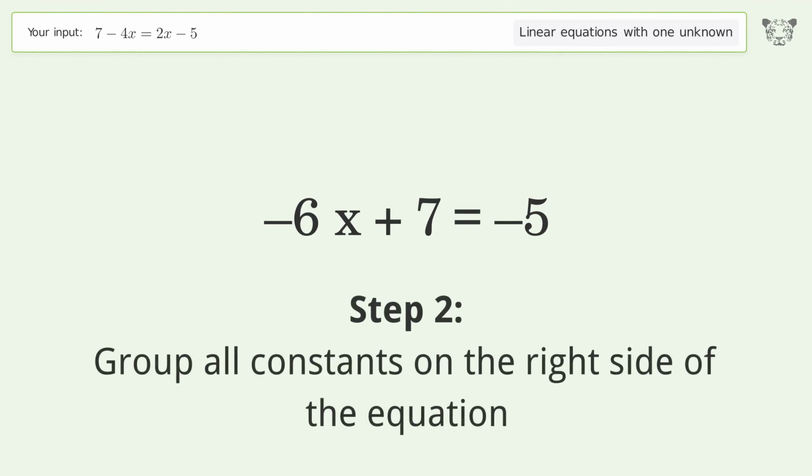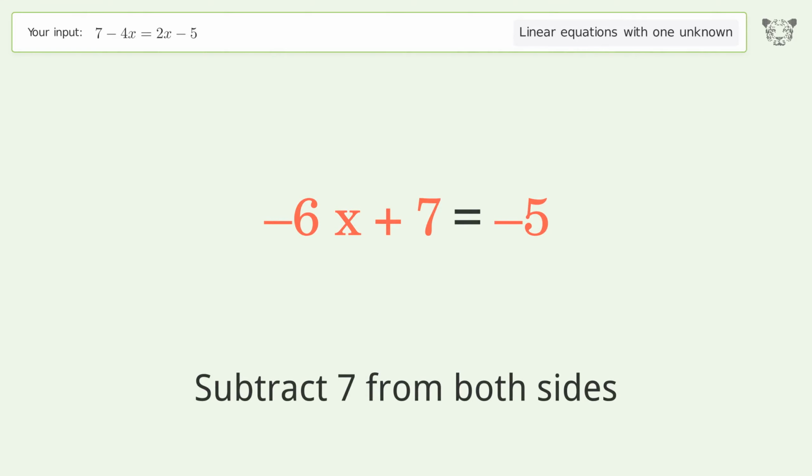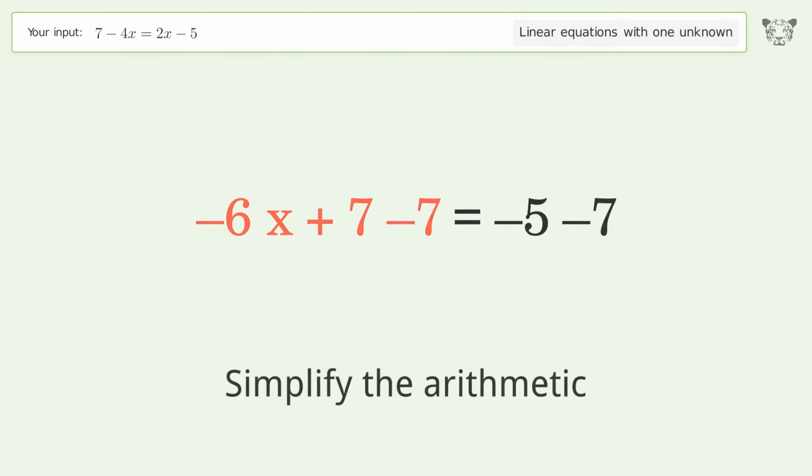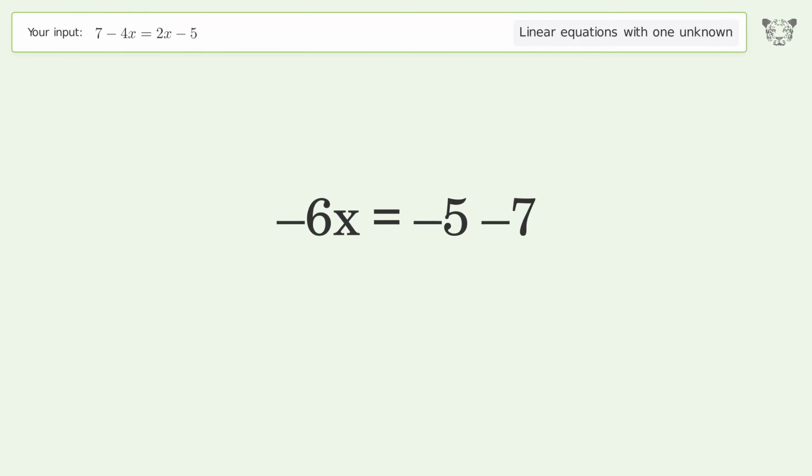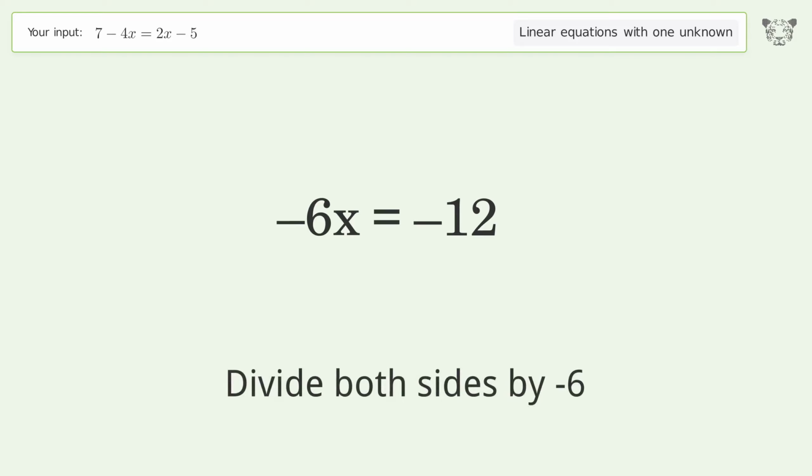Group all constants on the right side of the equation. Subtract 7 from both sides. Simplify the arithmetic. Isolate the x. Divide both sides by -6.